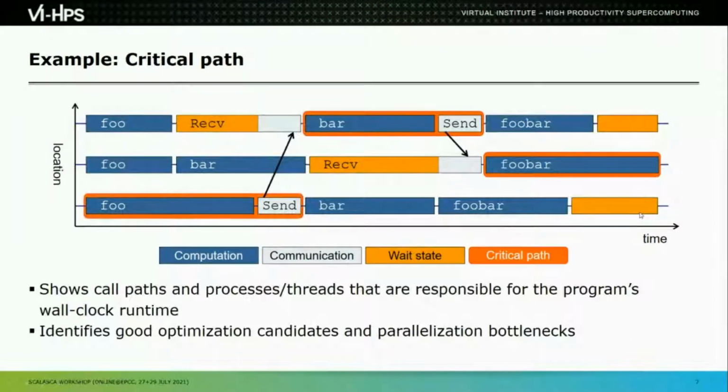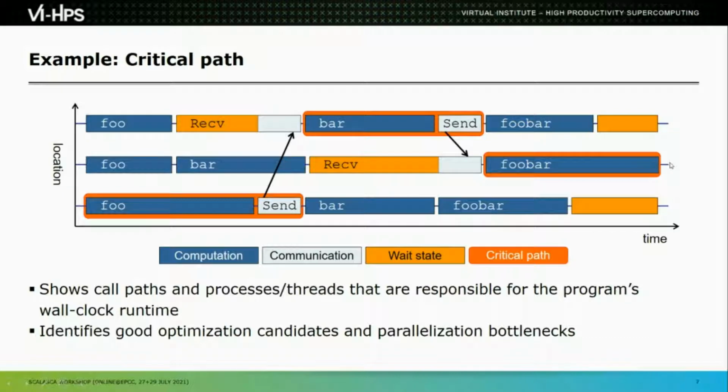For the critical path, we want to identify those functions that are responsible for progress, that limit the execution progress of the application. And those are now highlighted here with the kind of reddish outline. That starts with the process at the bottom. It migrates to the process at the top, where it's a different function that's being executed, and then to the process in the middle.